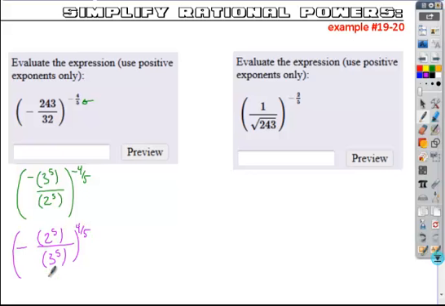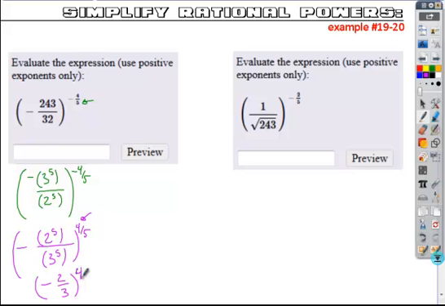So when I start to apply that, I notice that this is an even power, right? So when I take this negative to an even power, what's going to happen? It becomes positive. So here, let's say I just apply the 5th first. If I apply the 5th root to each of these, I get negative 2 over 3 to the 4th.